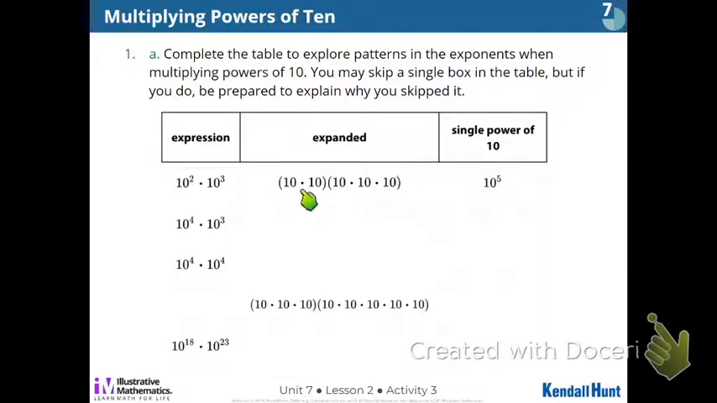So, how many factors of 10 are here? 5. Now, let's test out our theory from what we were just looking at. Do we get there by adding exponents? 2 plus 3?